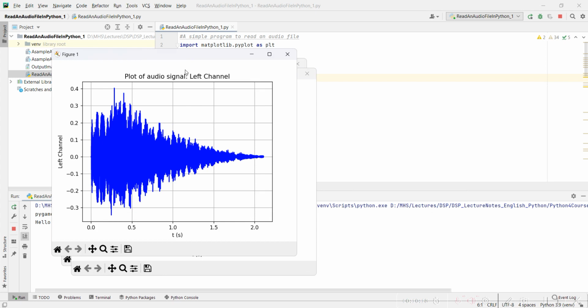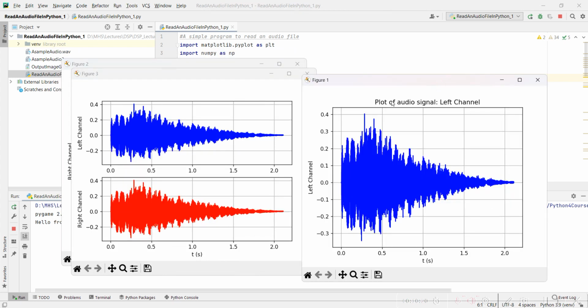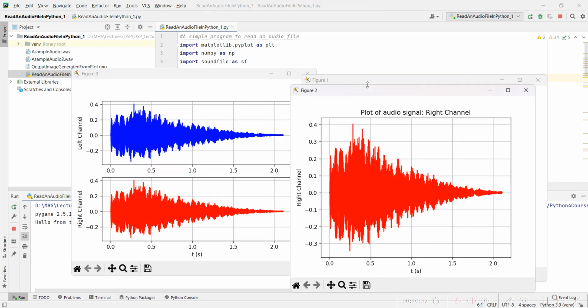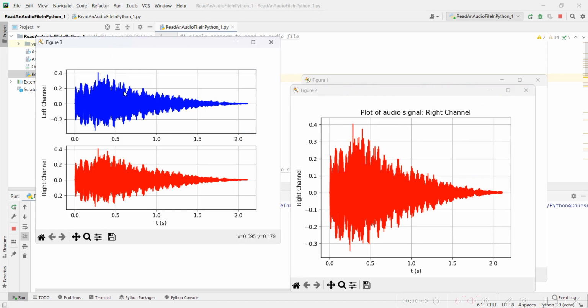Figure 1, do you see figure 1? It plots our audio signal, left channel. Did you see here the duration of the signal? Somewhat greater than 2 seconds. The second figure here is the right channel. And the third one plots the 2 channels side by side.